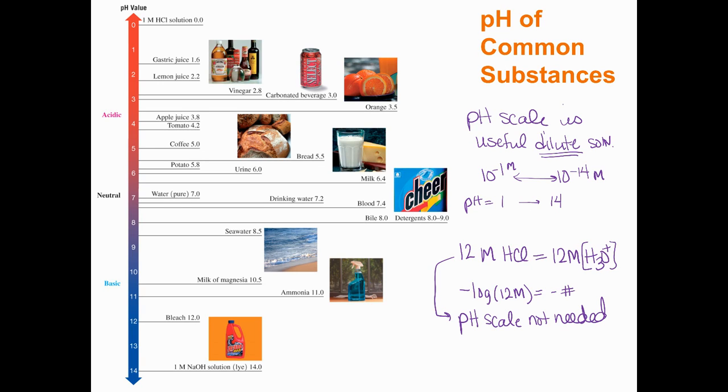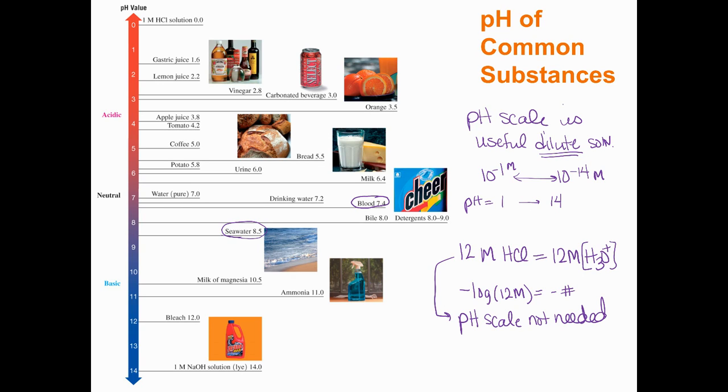Okay, neutral, pure water, 7. Drinking water tends to be a little bit basic. Blood, this is an important pH that we talked about, how we regulate that value through breathing. And then detergents tend to be a little basic. Seawater tends to be basic. This is the idea that we're going to be changing the pH, right, through ocean acidification.